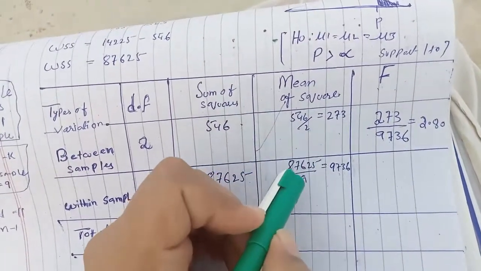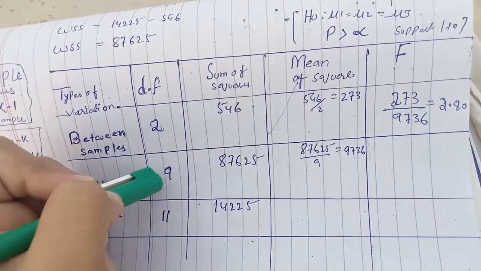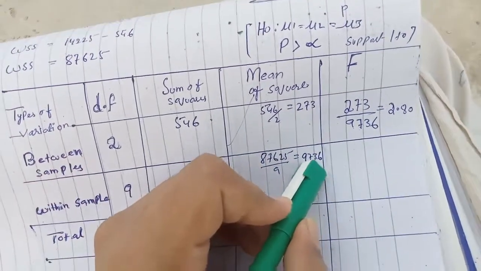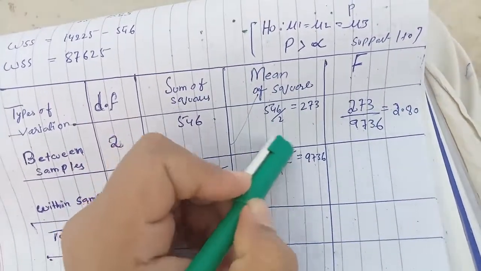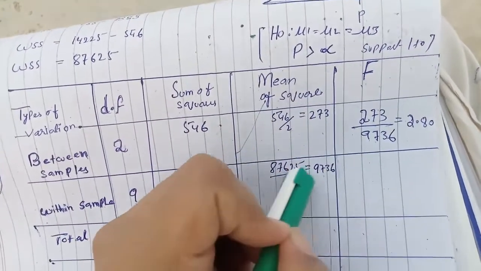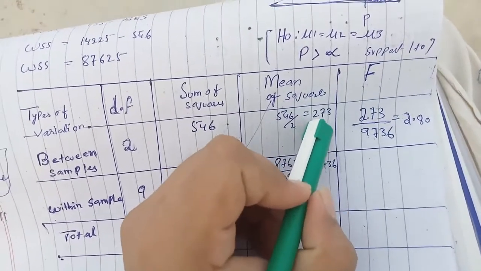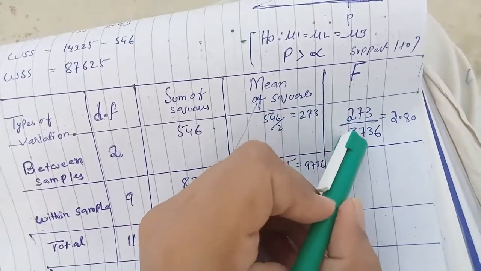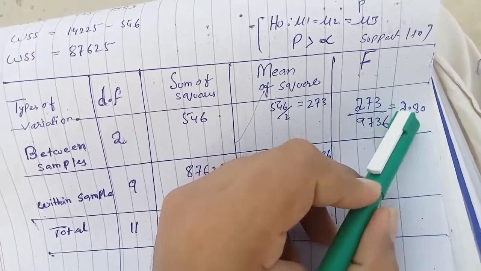If we want to calculate the mean of square within a sample, we divide by the degree of freedom of the within sample, with this value. We'll calculate the mean of square 973. Once we calculate the mean of square between the samples and within a sample, it is easy to calculate the f test. We divide the mean of square between the sample value by the within sample mean of square, and we calculate the f test, the f ratio. This is the f ratio.